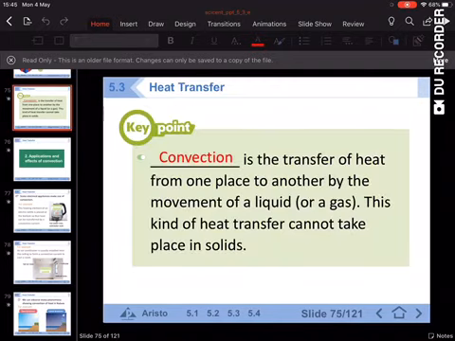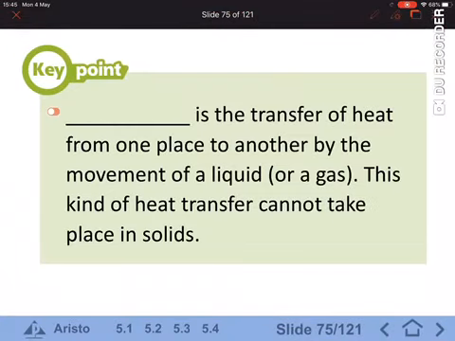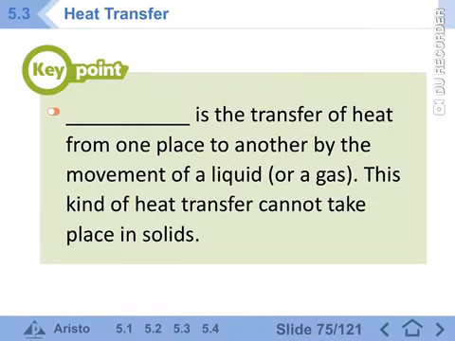So let's take a look at our key point. We are talking about convection. Convection is the transfer of heat from one place to another by movement of liquid or gas. We give the name fluid to liquid or gas. This kind of heat transfer cannot take place in solids, so in solids it would not work at all. You have to be aware of that.